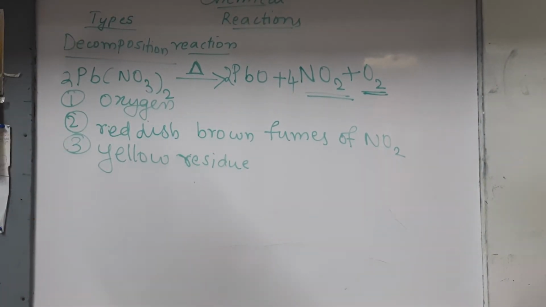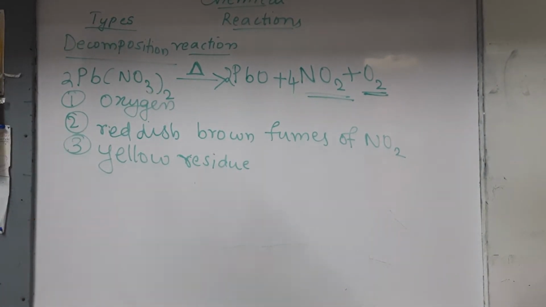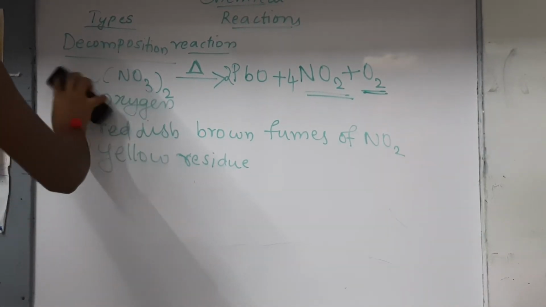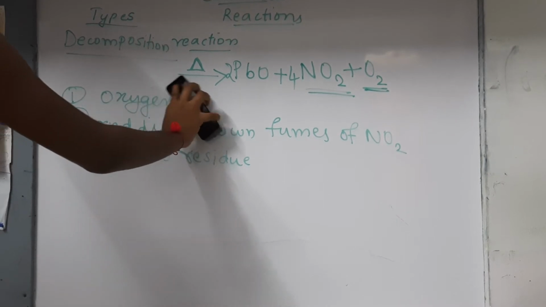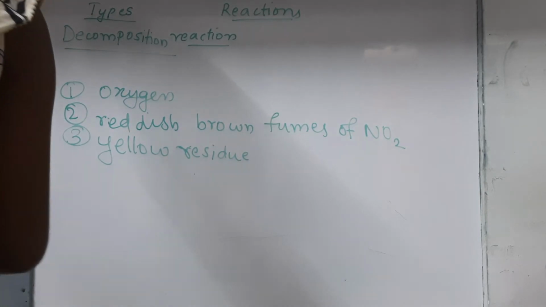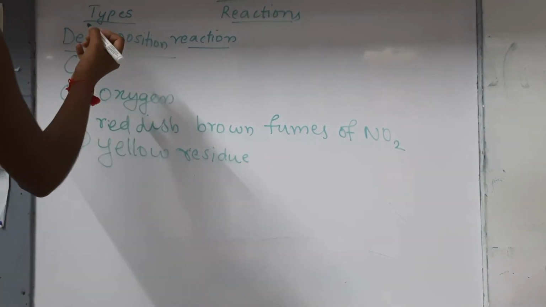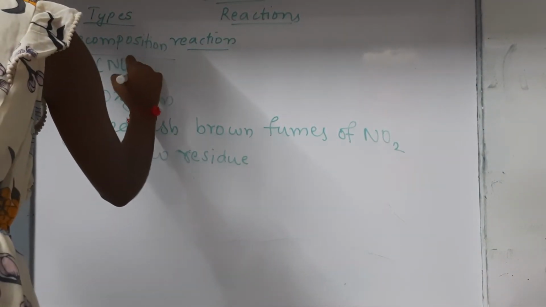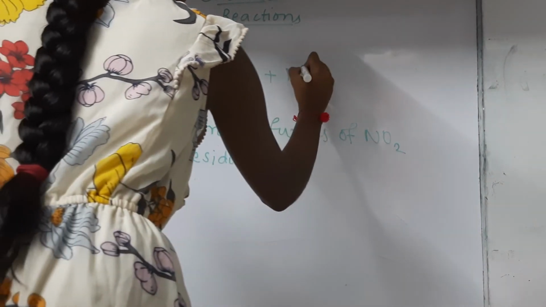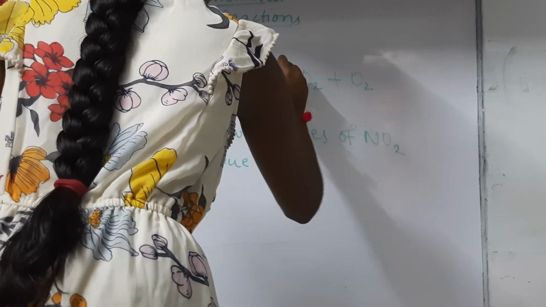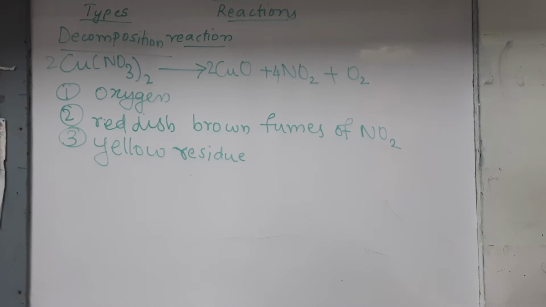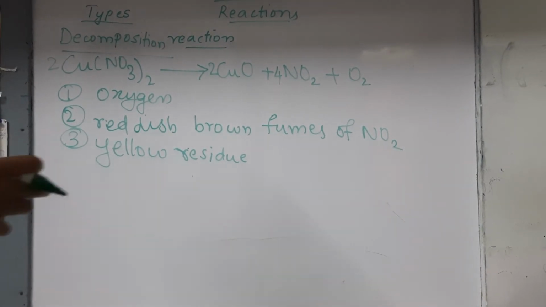Now let us see one more reaction, same as this. It is of copper. Same observations, but just a change in the reaction. So let me write the reaction. Cu(NO3)2 gives CuO plus NO2 plus O2. Here balancing is done.